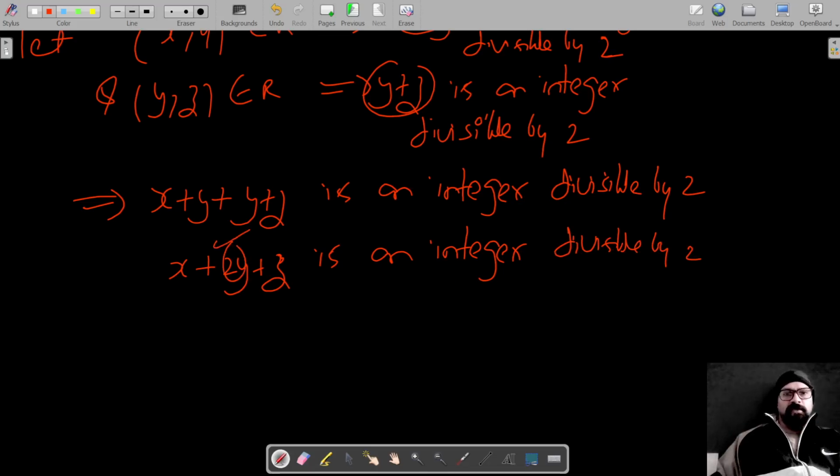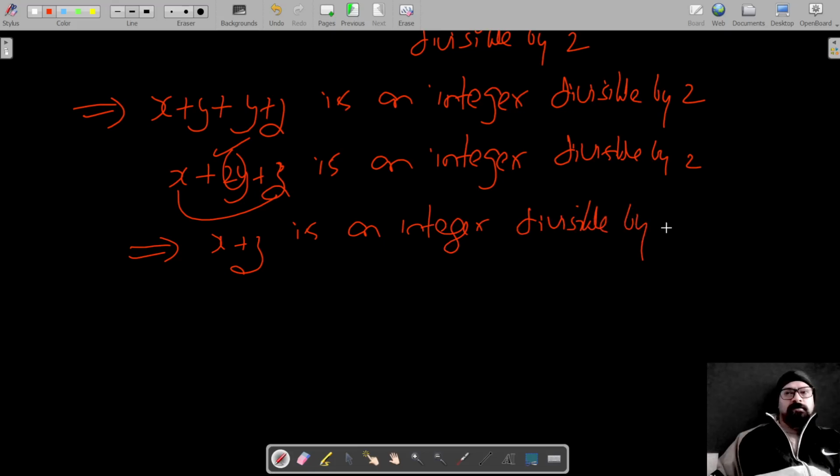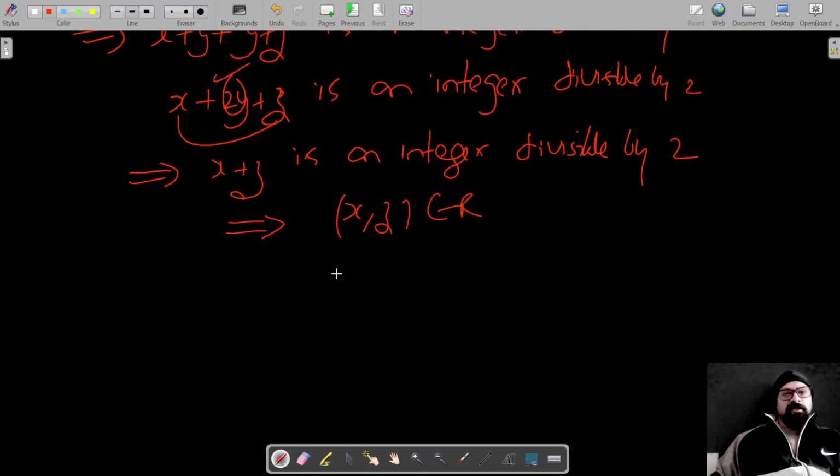So this is divisible by 2, that means x plus z is also, so this implies that x plus z is an integer divisible by 2, which means x comma z is in the relation, and if x comma z is in the relation, that means R is transitive.